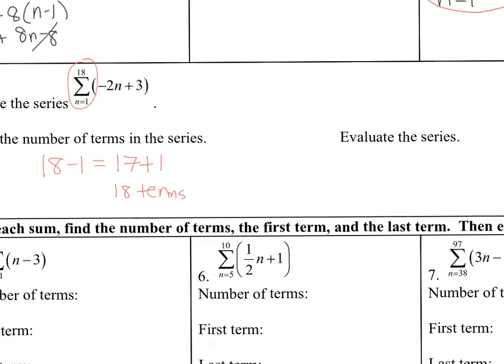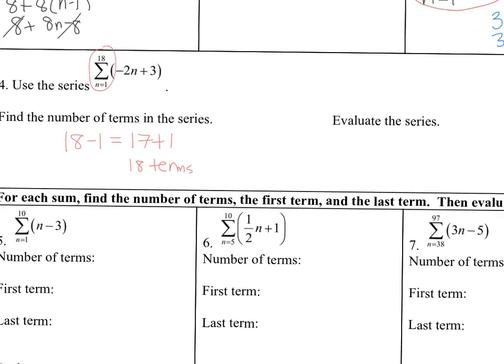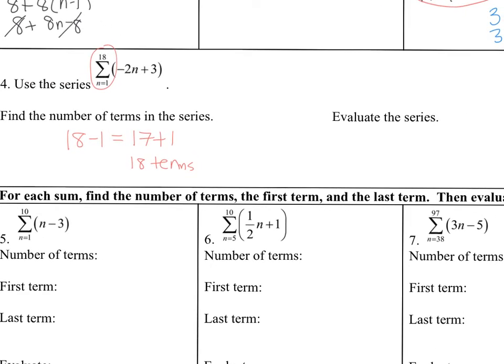And then evaluate the series. Okay, so to evaluate the series, we're going to use the formula for the sum of a finite, so finite means it stops, arithmetic series. So the formula is the sum of an arithmetic sequence is the number of terms divided by 2 times the quantity of the sum of the first term and the last term.